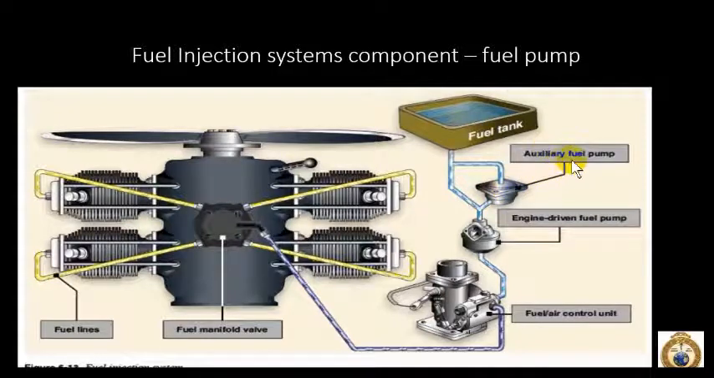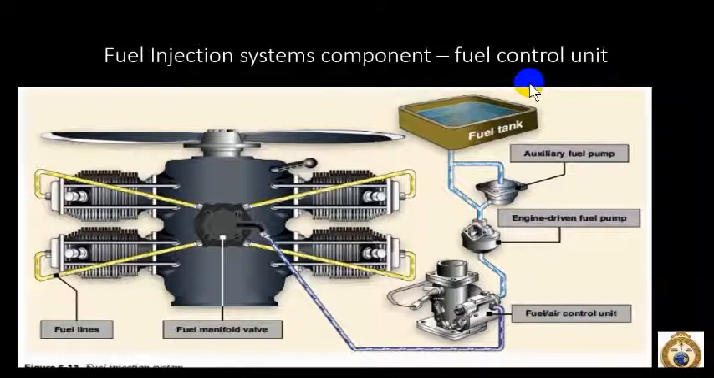This will be used for starting, because if the pump is engine-driven and the engine isn't running, it's not going to work. So we have an electrically operated auxiliary fuel pump, or fuel boost pump. Just by the electrical energy in the battery, it'll start moving some fuel in here to help out with the starting process. Then we have a fuel control unit. What would you think that would do? Well, actually, it's a fuel-air control unit. So first you got fuel, then you got fuel and air mixed to these lines.